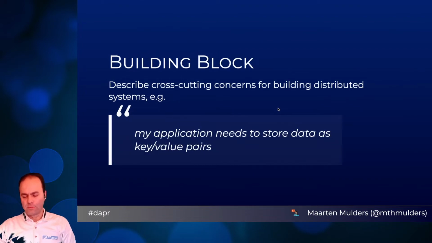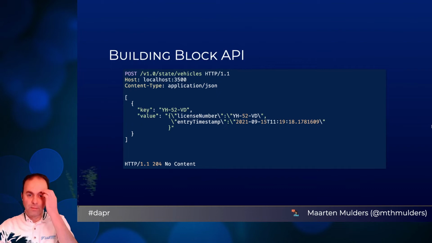So the main concept that Dapr is built around is a building block. And a building block is a description of a cross-cutting concern that we can face when we build a distributed system. We already saw one of these in the intro, which is the concern of having a key value store so that we can store some data and share it with all the instances in our application. But there are many more, as we will see. And for such building blocks, Dapr provides APIs. Here's an example of the state store API, which is how the building block for key value store is officially named.